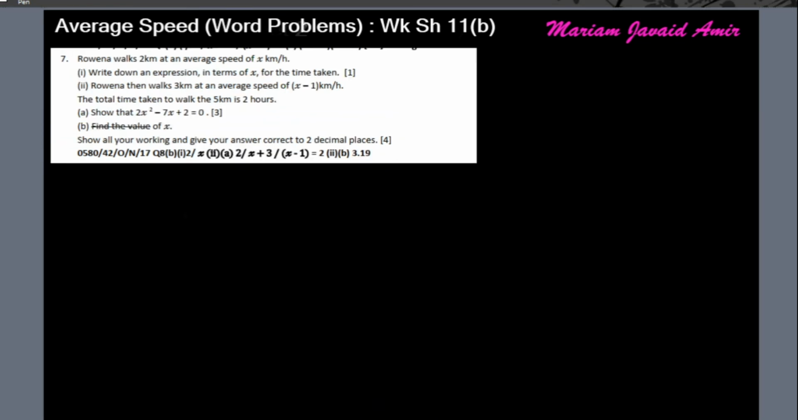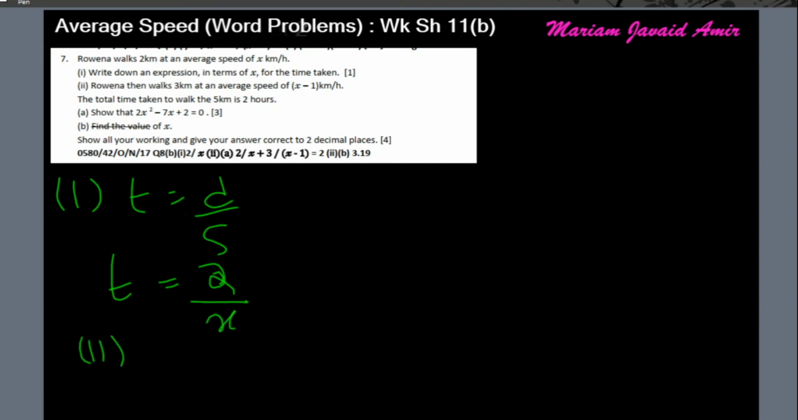Question number 7. Rowena walks 2 km at an average speed of x kilometers per hour. Write down an expression in terms of x for the time taken. So the formula for time taken is distance over speed, and here the distance is 2 and the speed is x. So this is the expression for part 1.